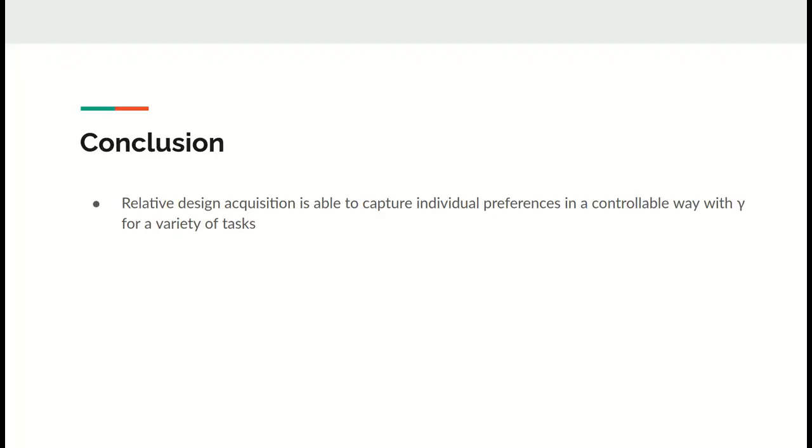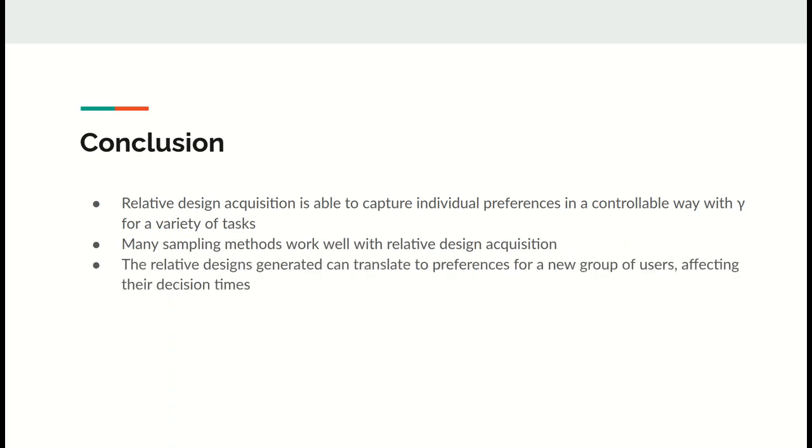Overall, our method shows promise in generalizing to many scenarios where multiple choices are presented and users are nudged to make a certain choice. We can conclude that relative design acquisition is able to capture individual preferences in a controllable way with gamma, and many sampling methods work well with relative design acquisition, and that the relative designs generated can translate to preferences for a new group of users, affecting their decision times.